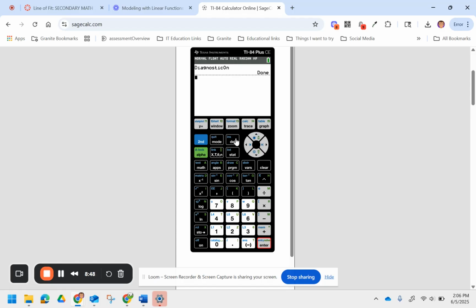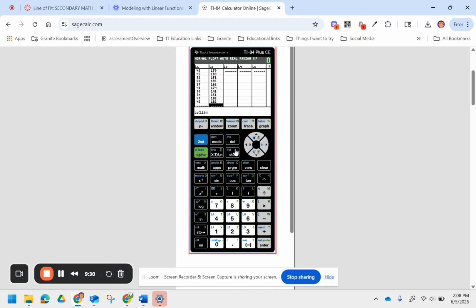All right, now in order for it to calculate the line, it needs to have all the data from the table. So I'm going to go here to stat, edit, and I've got my lists. Now I'm going to type all those numbers into my list. Oops, 151, 185, and 182. Great. So I've got all those numbers typed into my calculator.